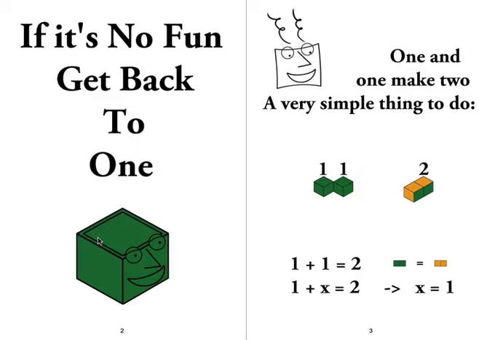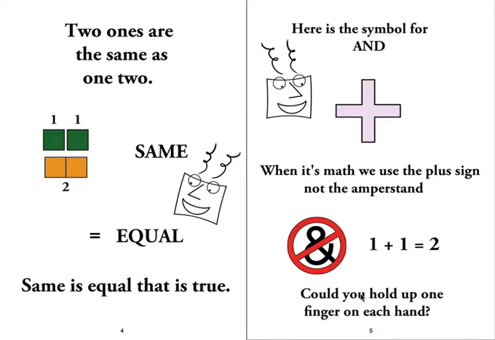So you can start seeing right off, starting right out of the gate, we start talking about problem solving. Well, all this means is we don't know what the other one has to be to make 2. We'll start very simply with little kids. 2 ones are the same as 2. So now we get into the concept of same and equal, what that means. Same is equal, that is true.